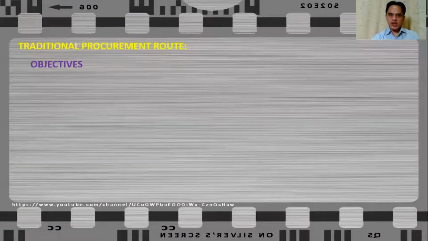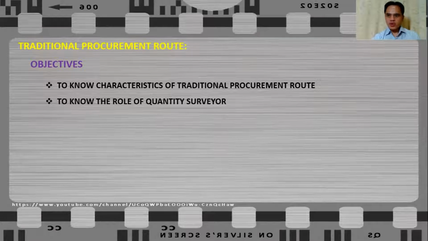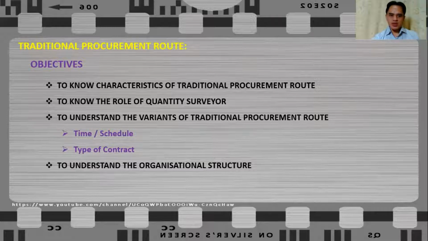Our objectives for this episode are to know the characteristics of traditional procurement route, to know the role of a quantity surveyor, to understand the variants of traditional procurement route in terms of time or schedule and type of contract, and also to understand the organizational structure of traditional procurement route.